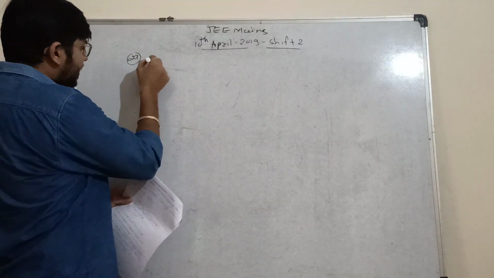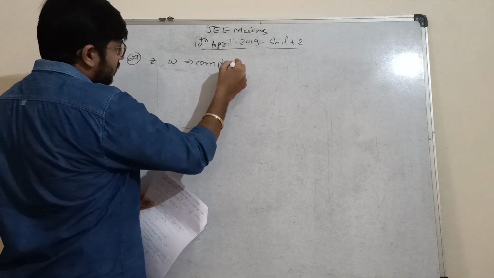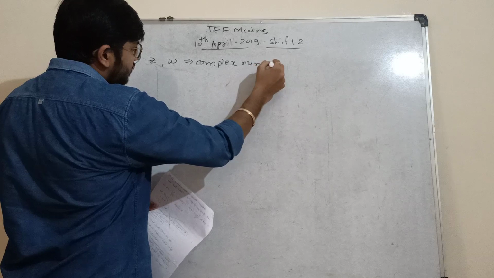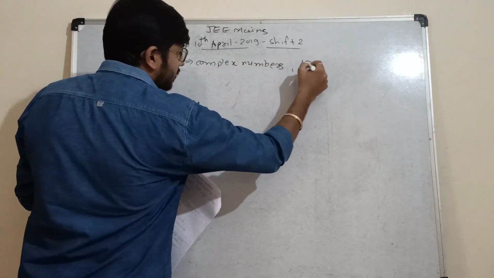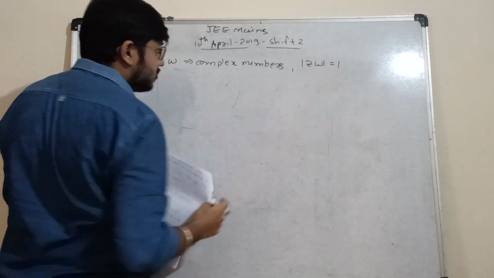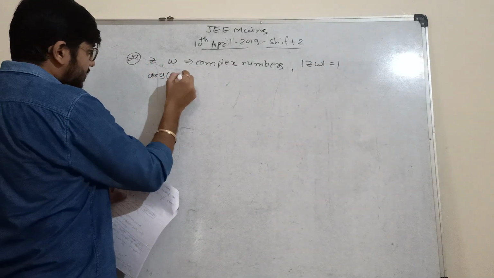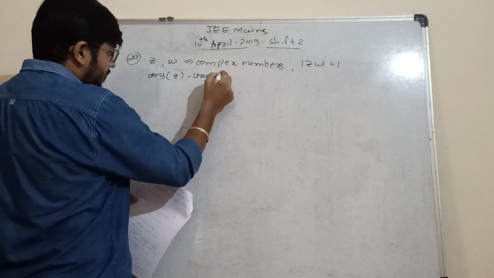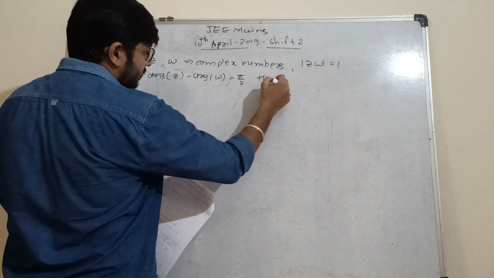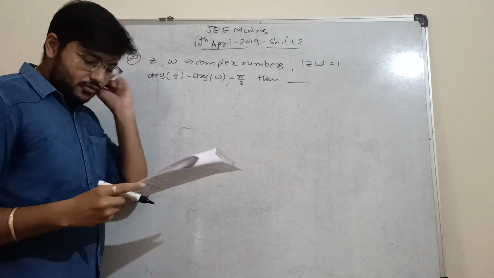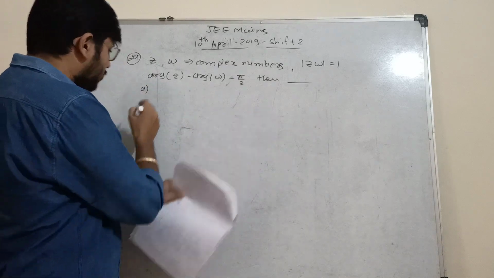If Z and W are complex numbers such that ZW equals 1 and argument of Z minus argument of W is equal to pi by 2, then dash. 4 options are given to us. Let me write down the options over here because we need to know the options first.